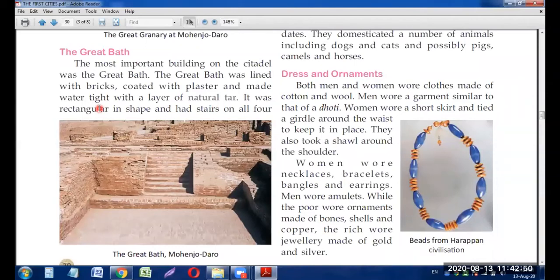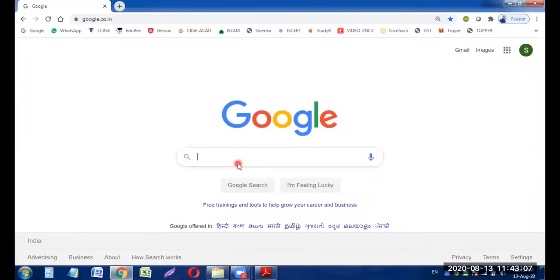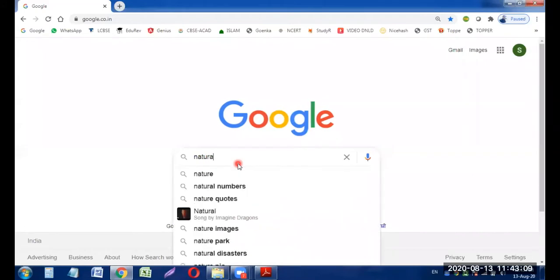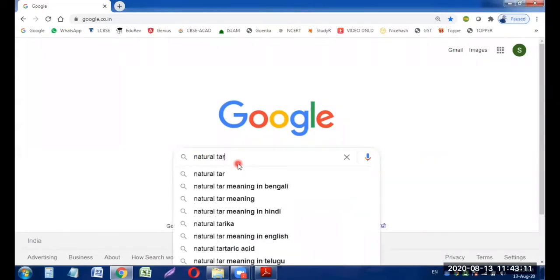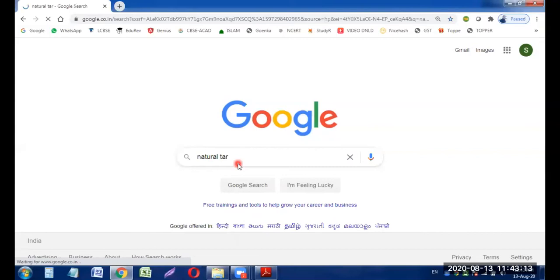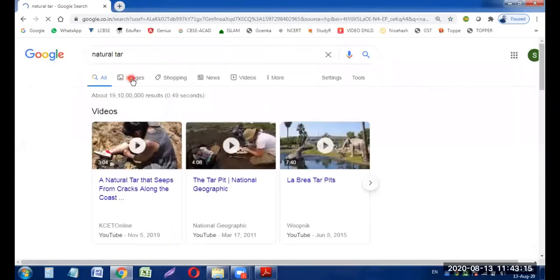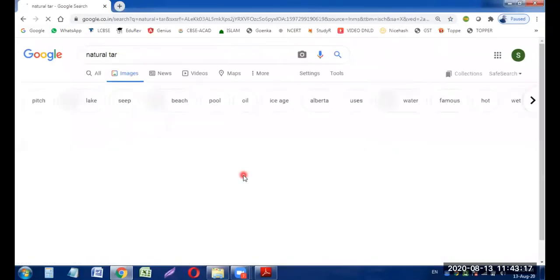They made it watertight with a layer of natural tar. Tar is a material that is found naturally. The name of the material is natural tar. Let me show you that material on Google, with the help of an image, my dear students. I think the image is visible.